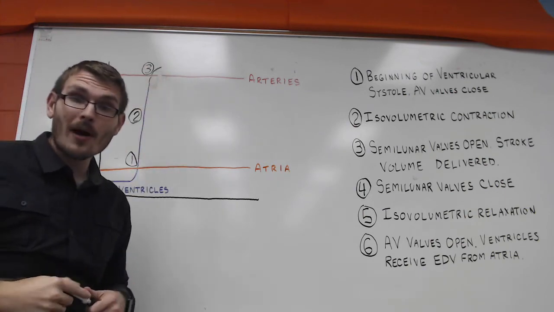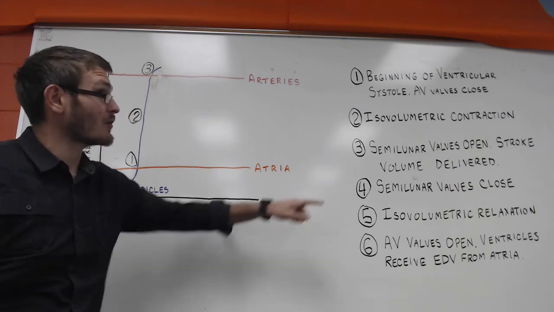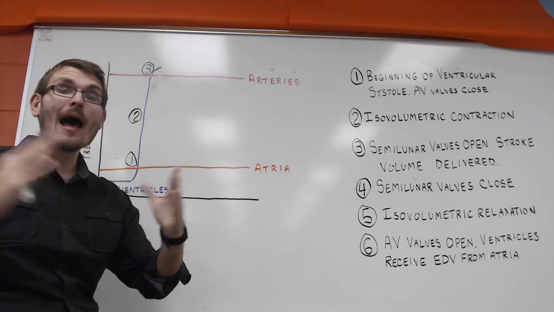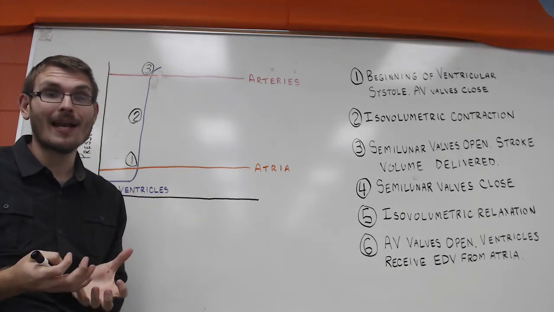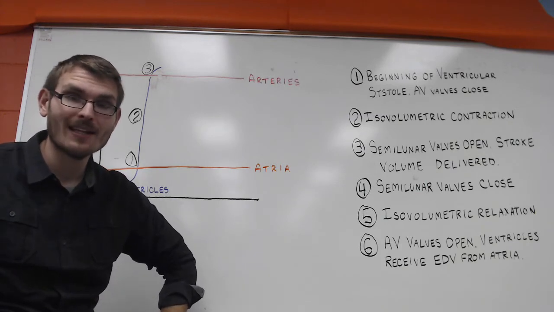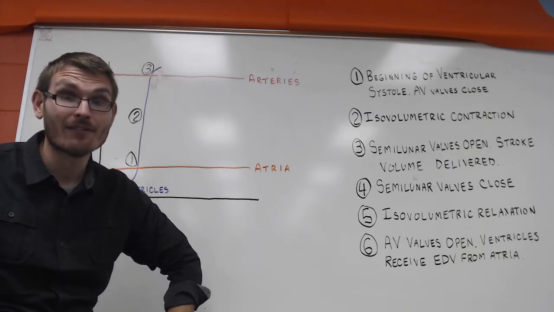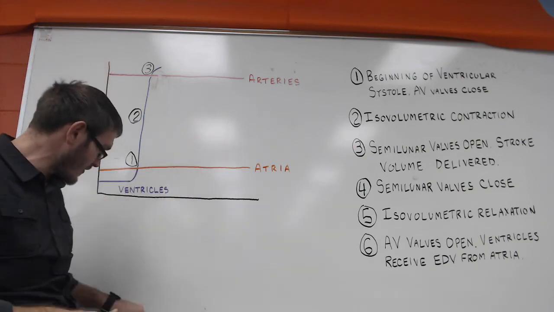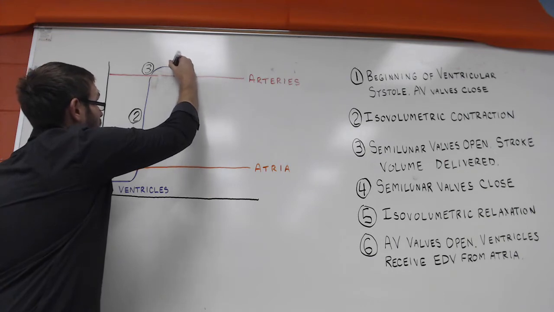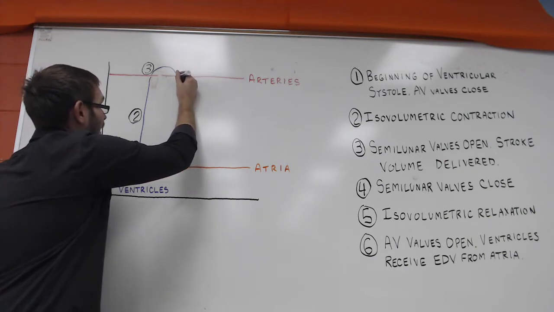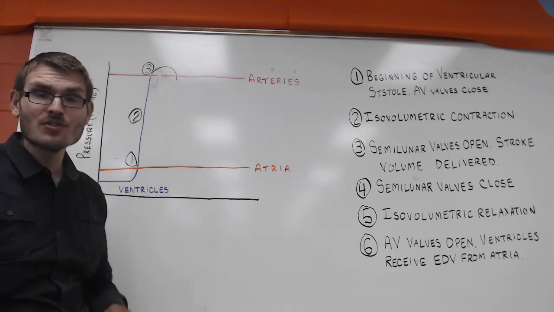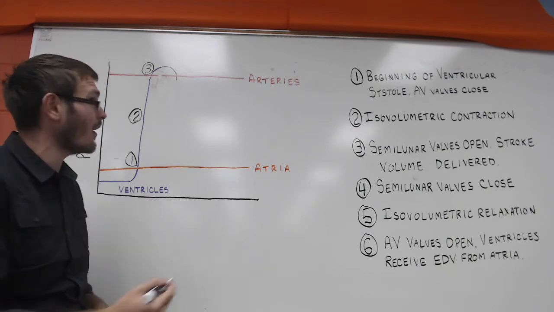So once the pressure in the ventricle becomes higher than the pressure in the arteries, the semilunar valves are now going to open up, allowing for that pressurized blood inside the ventricle to shoot out, and the stroke volume is going to be delivered. So the ventricle will start to deliver blood out into the arteries. As that blood is delivered, the pressure is going to start coming back down, and eventually, once again, we get to the point where the pressure inside the ventricle falls back below the pressure in the arteries.